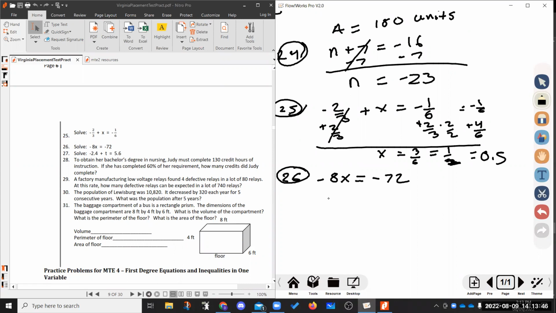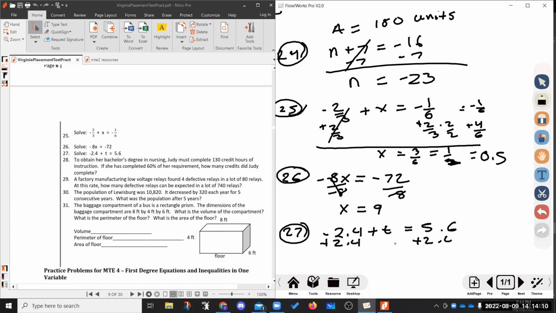-8x is equal to -72, so we're going to divide both sides by -8. When we do that, a negative divided by a negative is a positive. 72 divided by 8 is going to be 9. 27 asks us to solve -2 and 4/10 plus t is equal to 5 and 6/10. So we're going to add 2 and 4/10 to both sides. And when we do that, t is going to be equal to 8. It's 8 and 0/10. I don't need the 0/10 anymore.